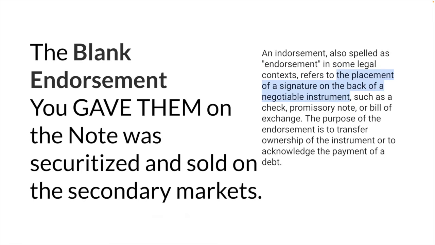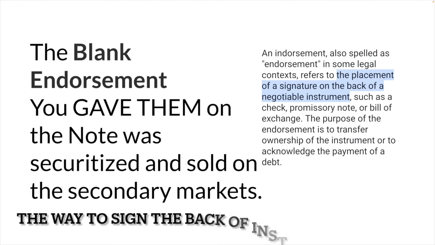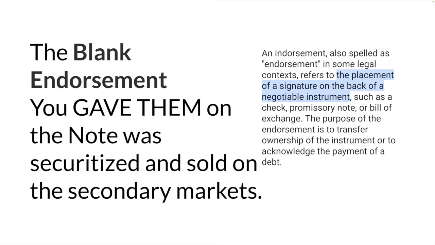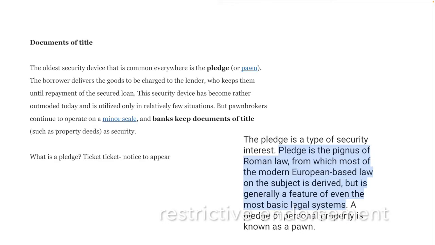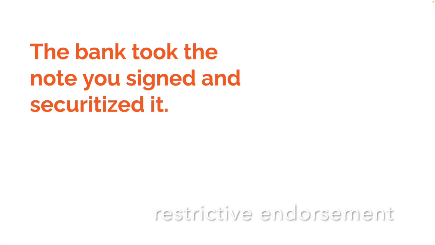An endorsement is also spelled with an E in some legal contexts. It refers to the placement of a signature on the back of a negotiable instrument, such as a check, a promissory note, or a bill of exchange. The purpose of the endorsement is to transfer the ownership of the instrument, or to acknowledge the payment of a debt. So when you do a restrictive endorsement, you're kind of doing that.